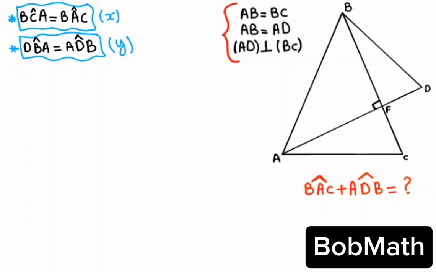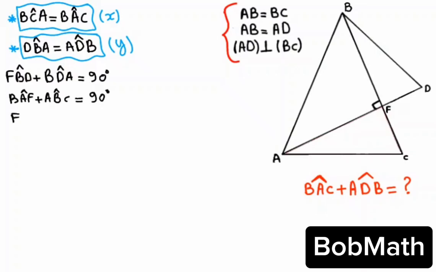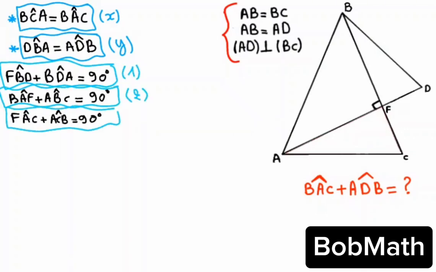Since the triangles BEF, EFC, and BFD are right-angled at point F, angle FBD plus angle BDA equals 90 degrees, and angle BAF plus angle ABC equals 90 degrees, and angle FAC plus angle ACB equals 90 degrees. We call these equations 1, 2, and 3.